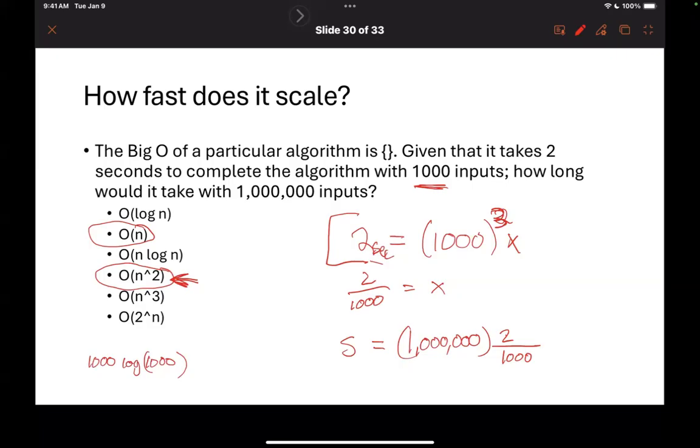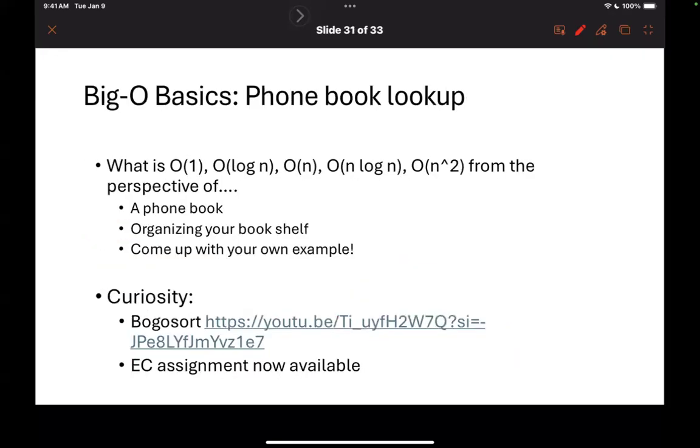All right, so first we find the overhead of the machine, and then we calculate for the new input size. All right.